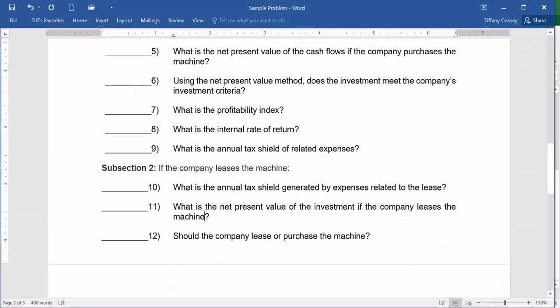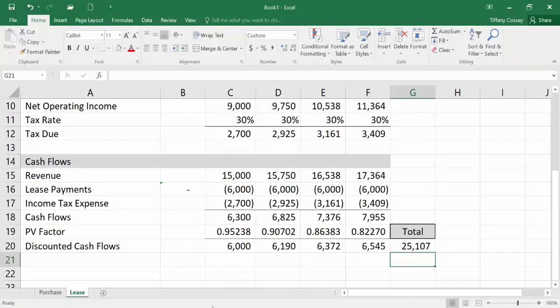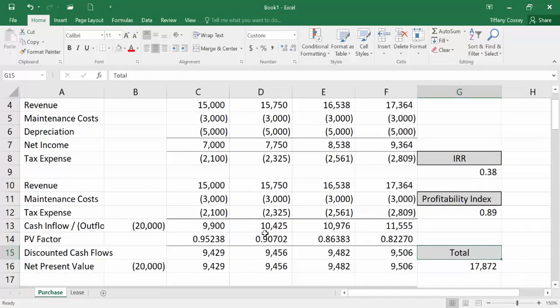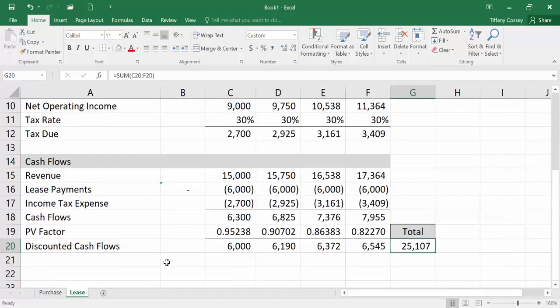Then number 12, should the company lease or purchase the machine? I'm going to make that decision based on my net present value. And so net present value for leasing is $25,107. Net present value for buying is $17,872. Looks like I should lease the machine in this case.